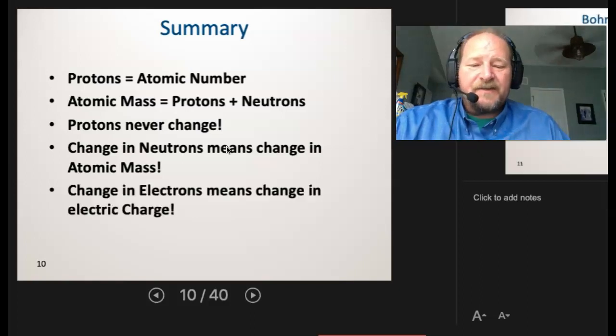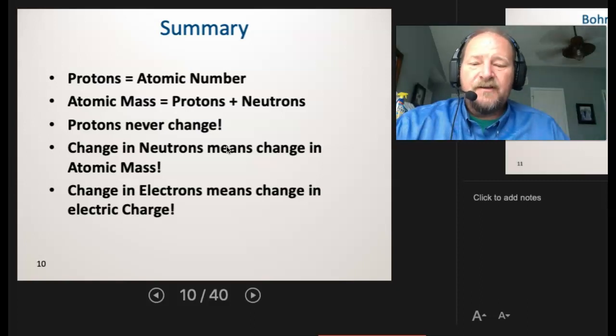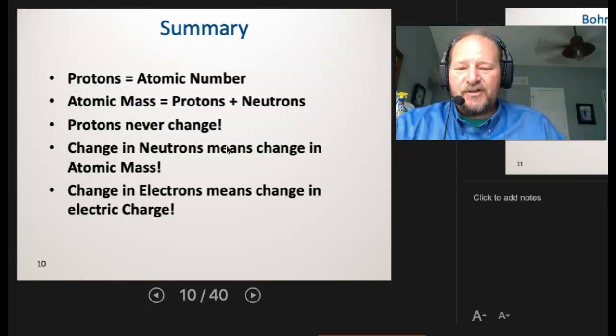And now we haven't talked about this yet, but it's coming soon. A change in electrons will mean a change in electric charge. Okay, a change in the number of electrons means a change in the electric charge.